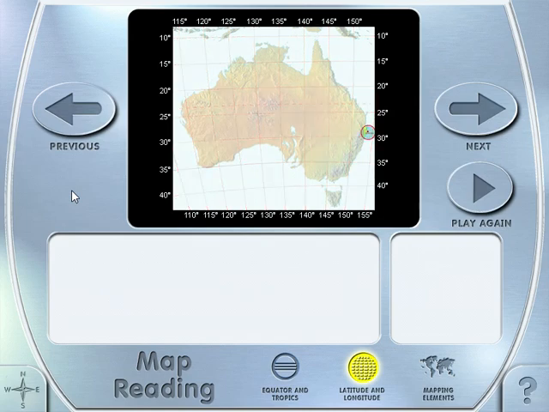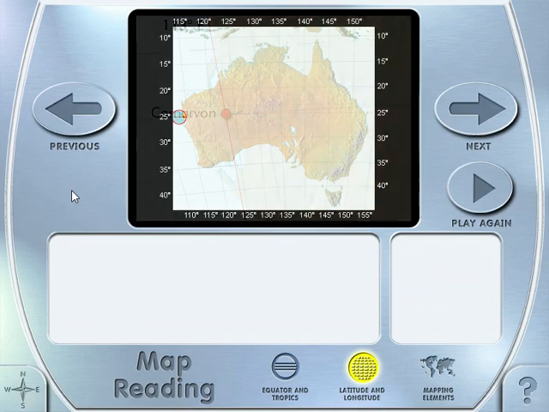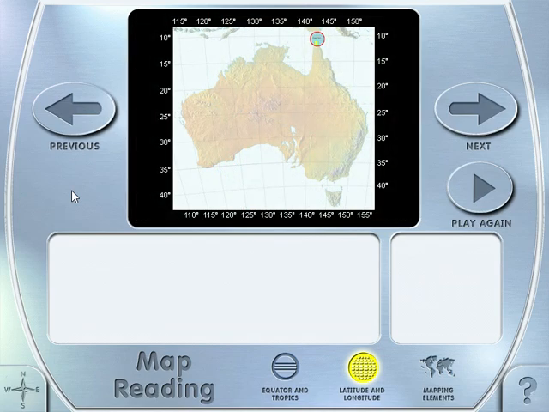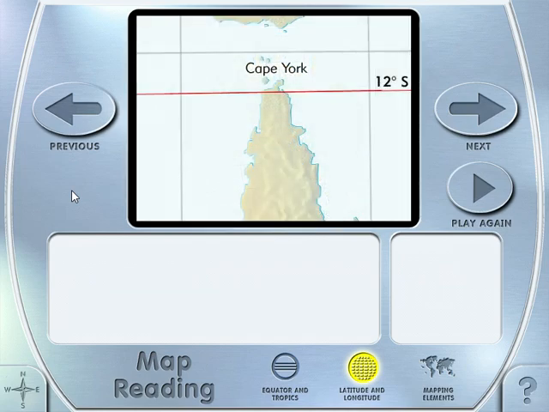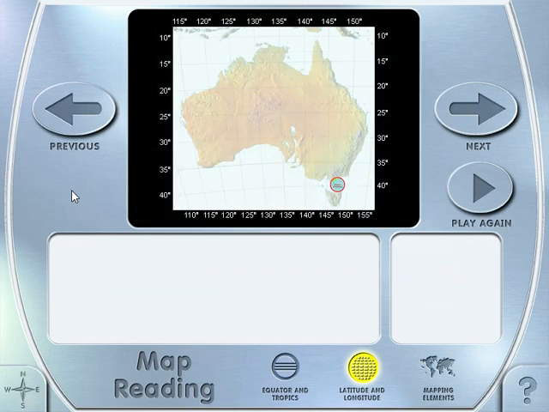The easternmost part of the Australian mainland is located at a longitude of 154 degrees east. The westernmost part is at a longitude of 113 degrees east. The northernmost part is at a latitude of 12 degrees south, and the southernmost part is at a latitude of 38 degrees south.